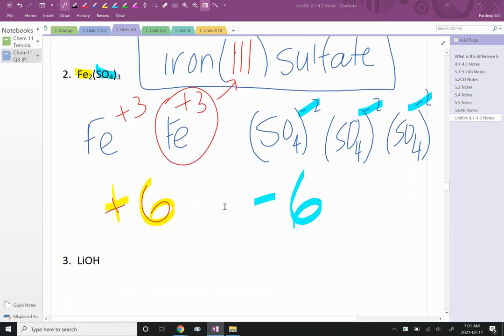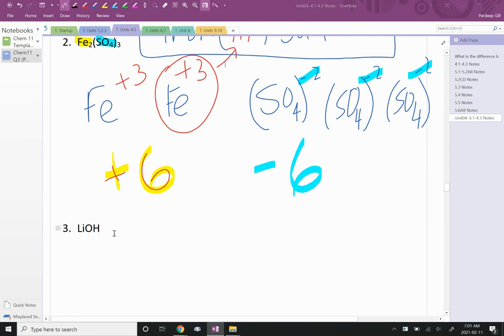Okay, let's look at this one here. LiOH. First thing you want to do is highlight the metal. So we have lithium. Lithium only has one charge. It's monovalent, so we don't need to worry about Roman numerals. And OH, more than one atom grouped together. So we look at the back of our periodic table, find the polyatomic that matches OH, and that's going to be hydroxide.